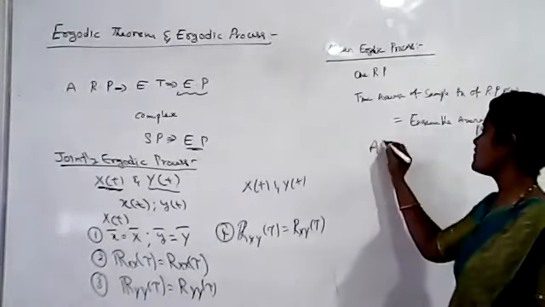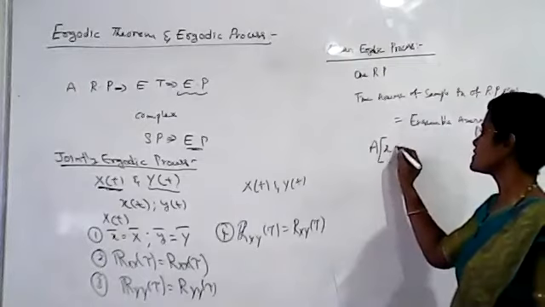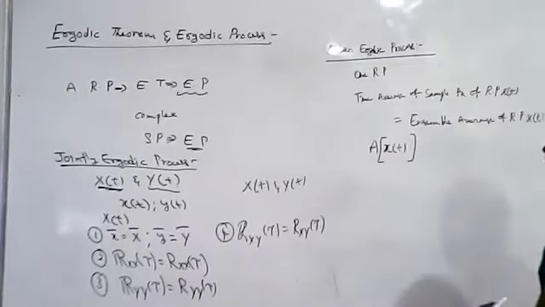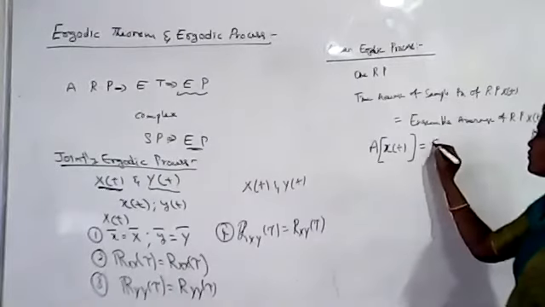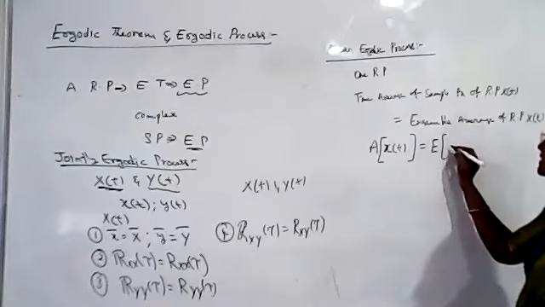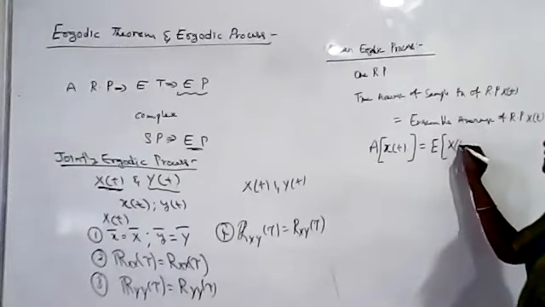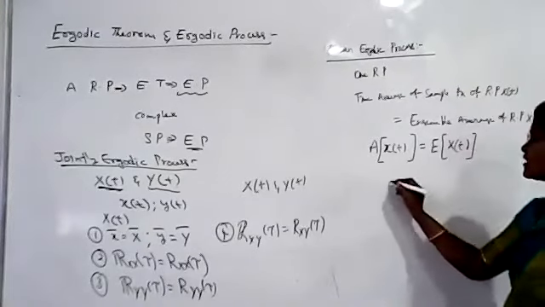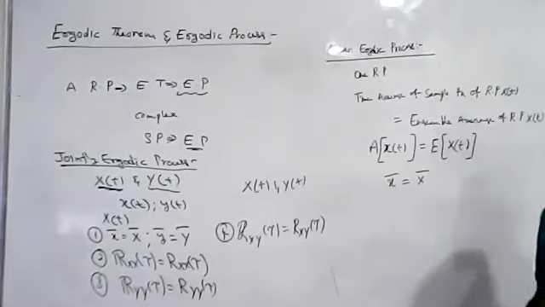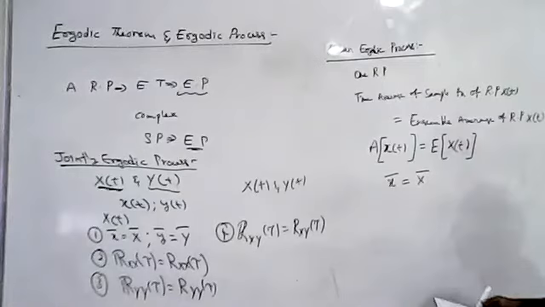That is, what is the time average? Capital A we use to represent the time average. Small x of t we use to represent the sample function, is equal to what? E we use to represent the ensemble average, and the random process is X of t. So x bar is equal to X bar. Okay. So this is a mean ergodic process.